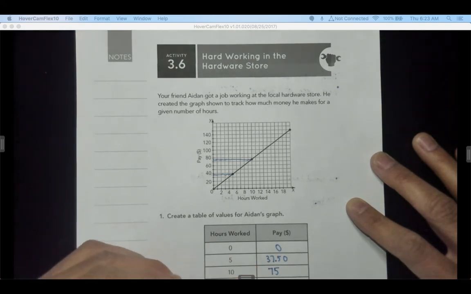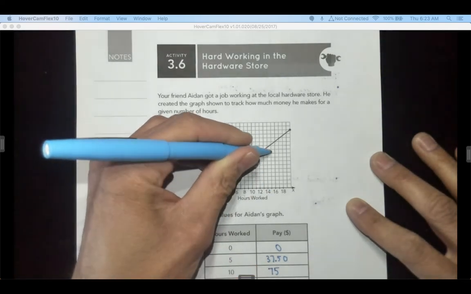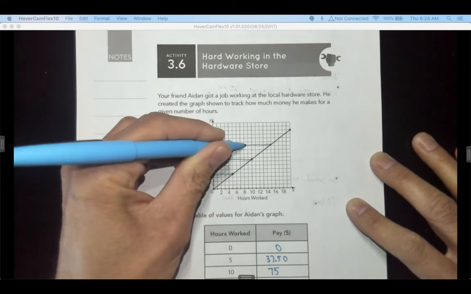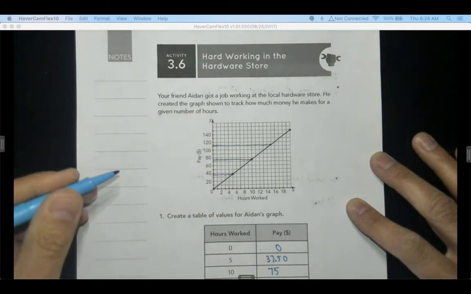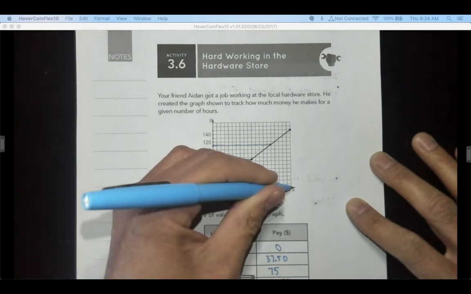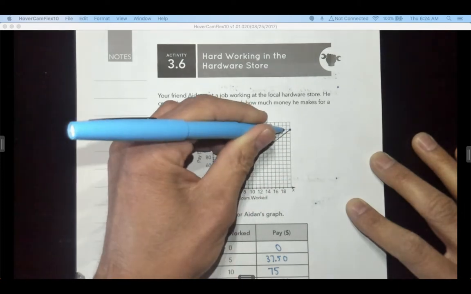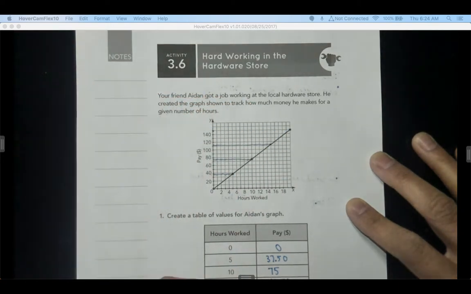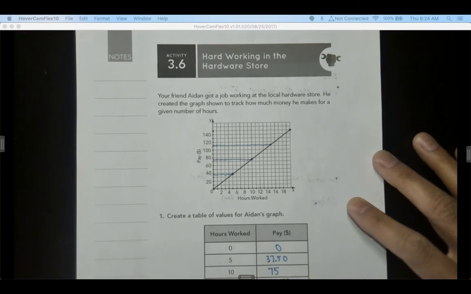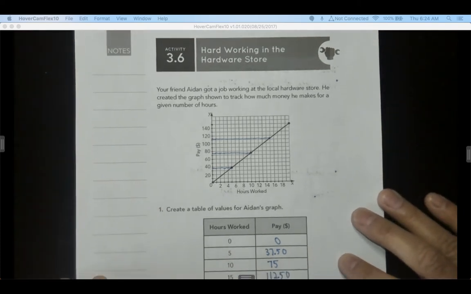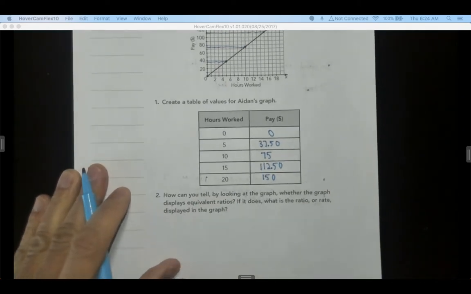And then 15, I go to 15, I go across. It's hard to say for sure, but I'll say $112.50. And then I'll go to 20 hours, and then I'll go up, and then I'll go across, and it'll be at $150. Okay? It's because he's making a pretty consistent wage.